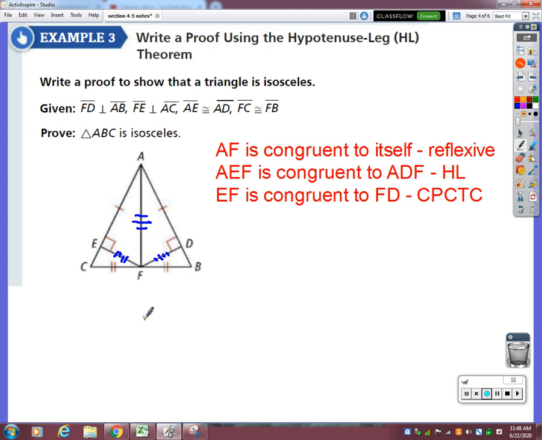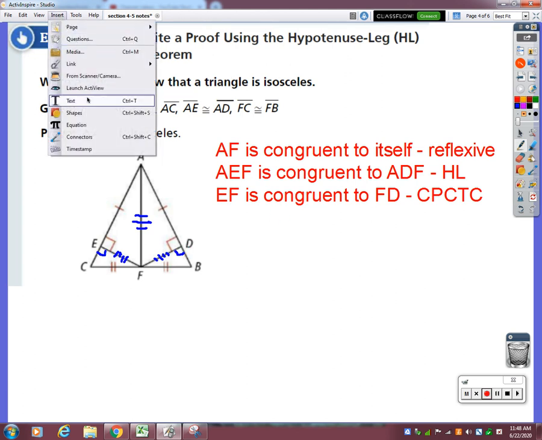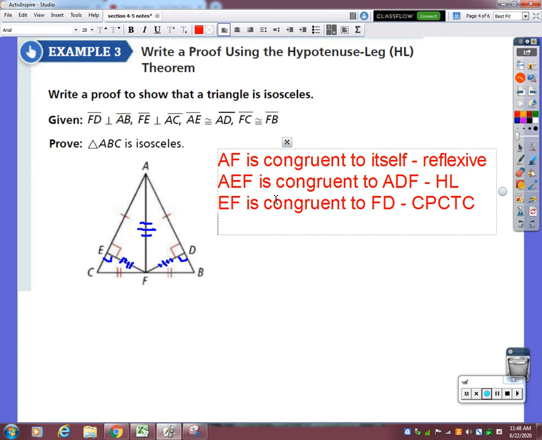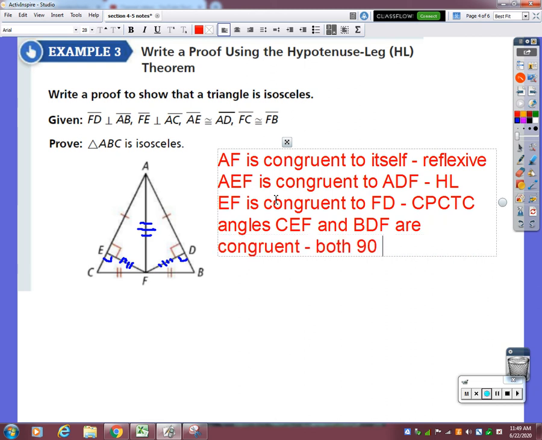Okay, so then this is, I guess, a little bit tricky. I need to show now, I can't really show that the sides are congruent because they're not in that triangle, but I can show that these two angles are the same. Oh, got it. Over here, since this is a right angle, then this is also a right angle, and so is that guy. So now I can say that angles CEF and BDF are congruent, and that's because they're both 90 degrees.